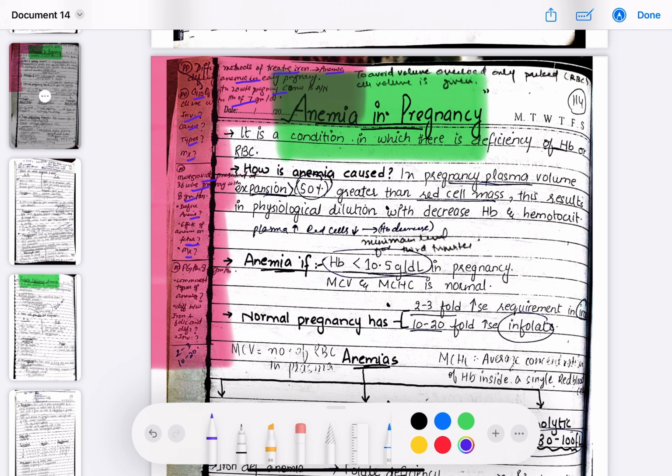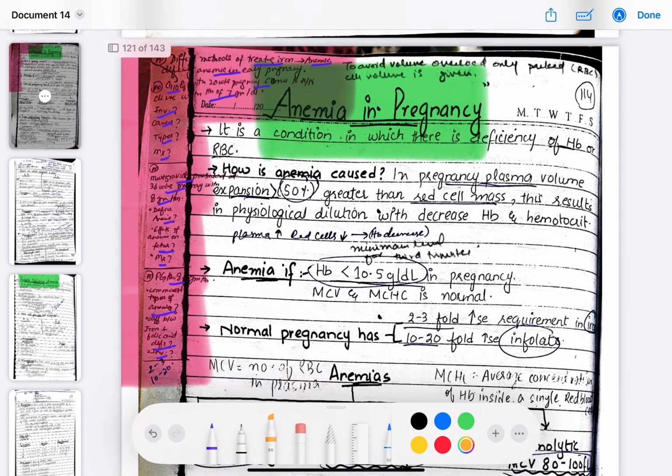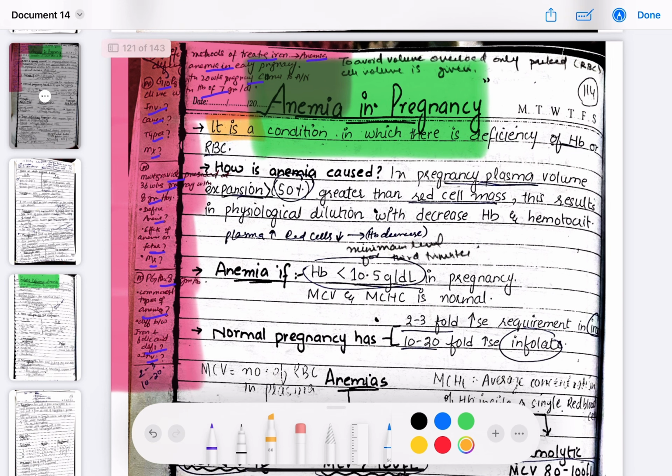Okay. HB 8 gram, common types of anemia, difference between iron and folic acid deficiency anemia, and what are the investigation options. So first of all, what is anemia in pregnancy? It is a condition in which there is deficiency of HB or RBC.